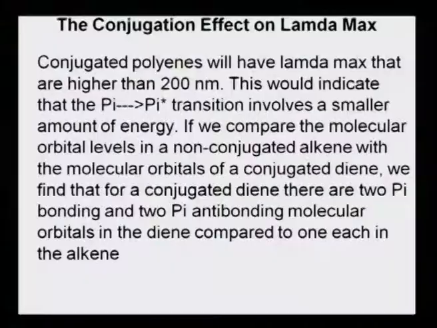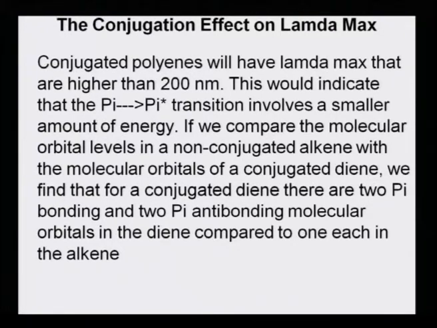Now, what is the conjugation effect on lambda max? Conjugated polyenes will have lambda max values higher than 200 nanometers. This indicates that the pi to pi star transition involves a smaller amount of energy. If we compare the molecular orbital levels in a non-conjugated alkene with those of a conjugated diene, we find that in a conjugated diene there are 2 pi bonding and 2 pi antibonding orbitals, compared to 1 each in the alkene.